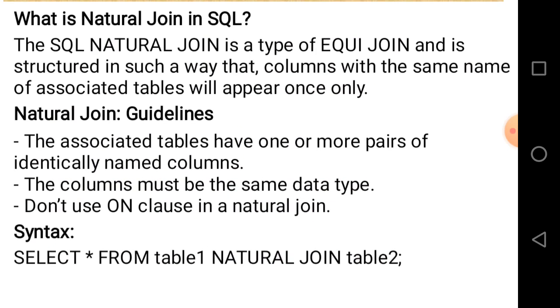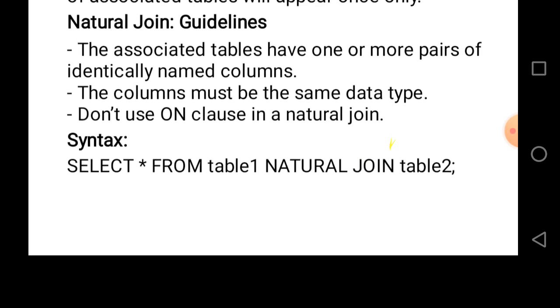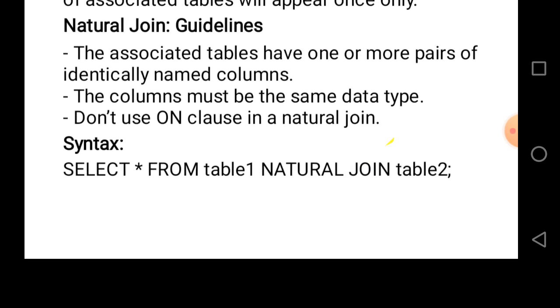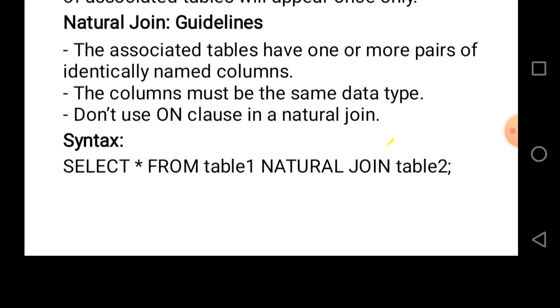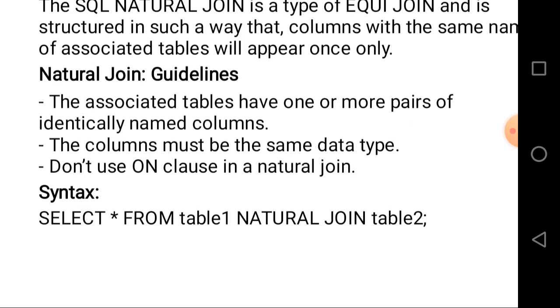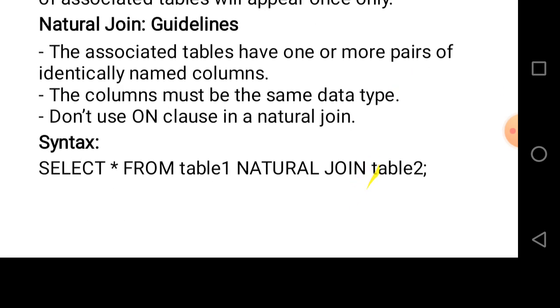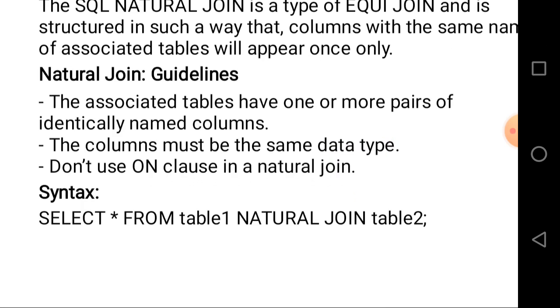There are 3 points given here. First point is that the associated tables have one or more pairs of identically named columns. It is a basic condition. Second, the columns must be of the same data type. It is again a necessary condition. And third, don't use the ON clause with natural join. So the ON clause is not used with natural join.